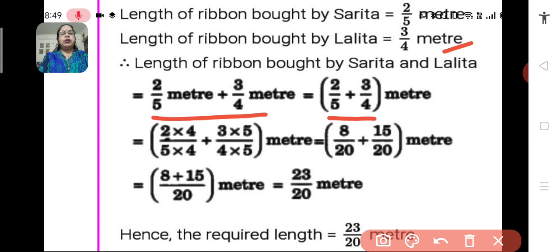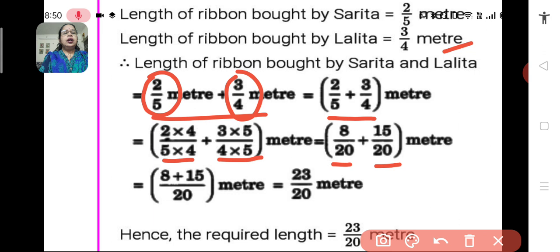Since 5 multiplied by 4 is the LCM, the first fraction we will multiply by 4 and this fraction we will multiply by 5. So we have done this here. What do we get? We get 8 upon 20 and 15 upon 20, which are the equivalent fractions of 2 upon 5 and 3 upon 4 with denominator 20.